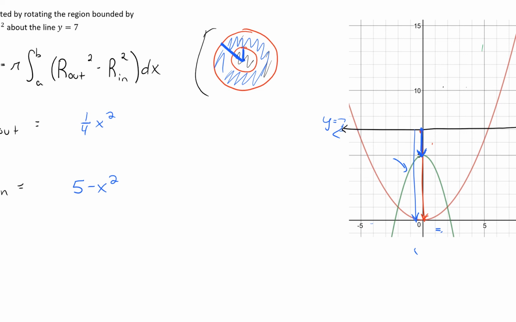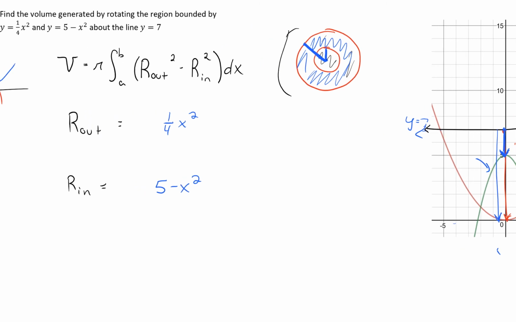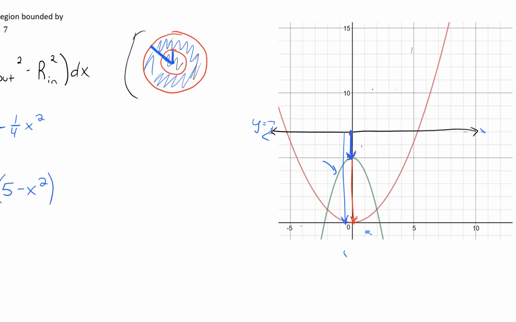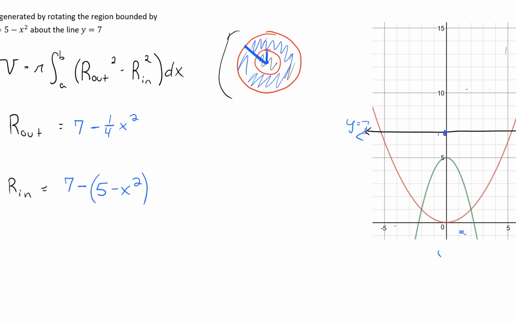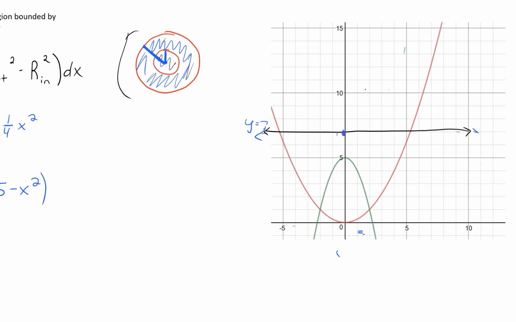But not too much. It turns out to be 7 minus 1/4 x squared, 7 minus (5 minus x squared), or possibly 7 plus. So your axis of rotation affects that. And I like to play around with things to see how I can get my radii to match up correctly.